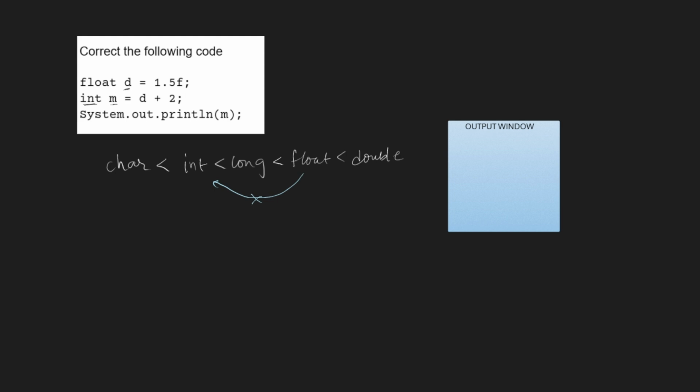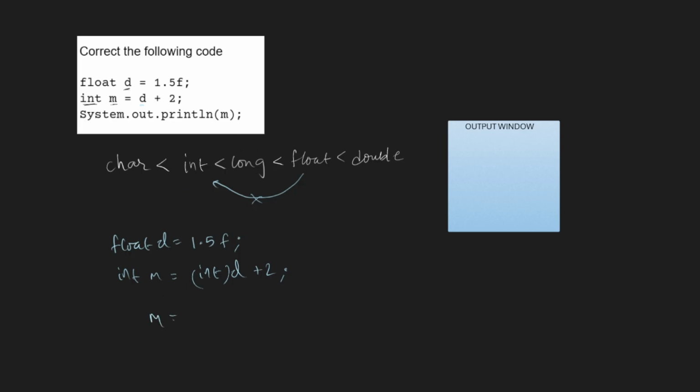Let me just rewrite the block of code. First, we have a variable d. So float d is just 1.5f. Then we have a variable m. So I have int m. And this is equal to d plus 2. Now I need to convert d explicitly to an int. So I'm just going to add int in brackets before it, and I'm just going to add 2. Then our next statement is just a println statement, which is just printing m.